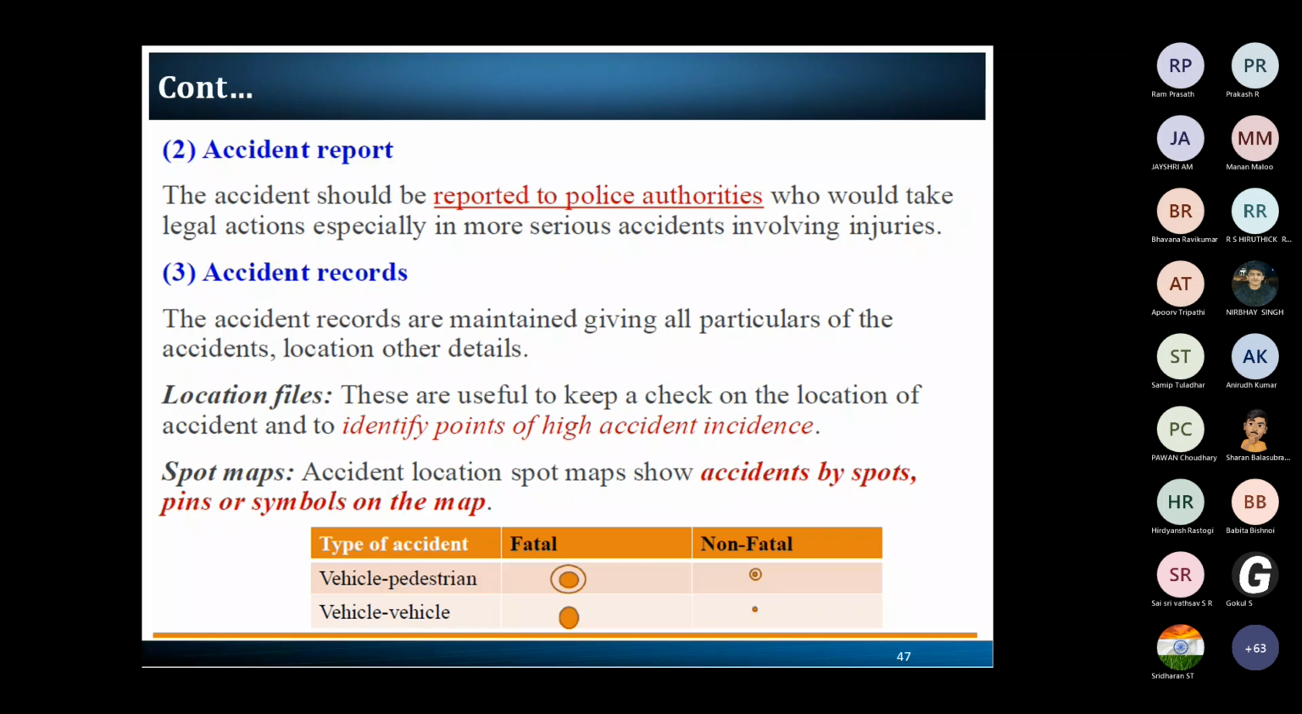Then all the data can be reported as a report by the local police authorities. Then that file can be saved as a document, or we can plot it as a graph or some simple symbols. So when vehicle-to-pedestrian accidents happen, this might be the symbol for fatal loss. If there is no fatality, then this will be non-fatal. For a vehicle-to-vehicle accident, this is the symbol for fatal, and this will be for non-fatal. Fatal means death might happen. So this is the way, once the data has been classified and collected, it is reported to the police authorities, and then the record is maintained as a file or a map.